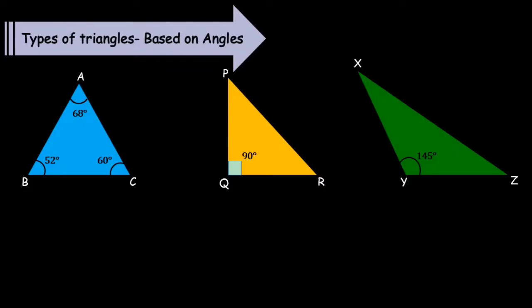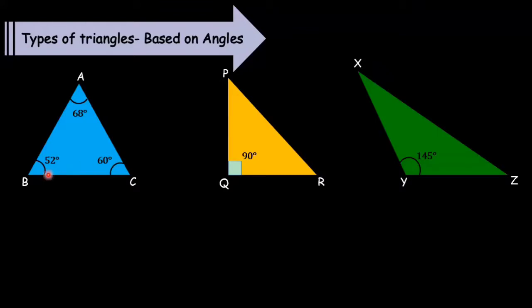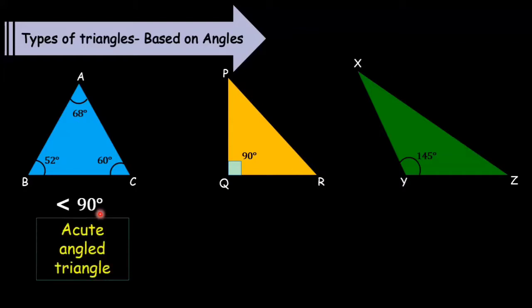Very good. Here all the measures of the angles are less than 90 degree. 60 is less than 90, 52 is less than 90 and 68 is also less than 90 degree. So when all three angles are less than 90 degree, then we call such a triangle an acute angled triangle. So for this, all three angles should be less than 90 degree. Then we call that triangle an acute angled triangle.